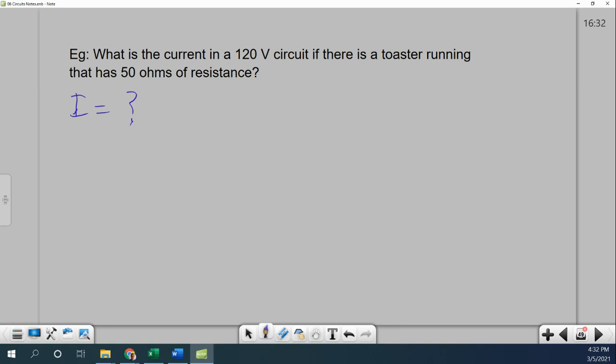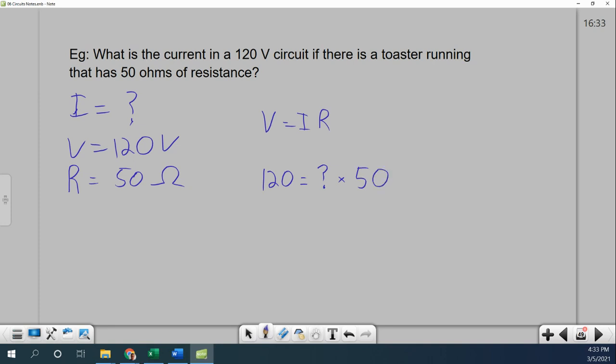In a 120 volt circuit, if there's a toaster that has 50 ohms, resistance is 50 ohms. All right, what's my formula again? V equals IR. Okay, I know V. I don't know I. I do know R. So how do I solve this? I gotta get the question mark on its own. So I take whatever's touching it. If it's times 50, I divide by 50. 120, divide by 50. My question mark gives me 2.4. Current.